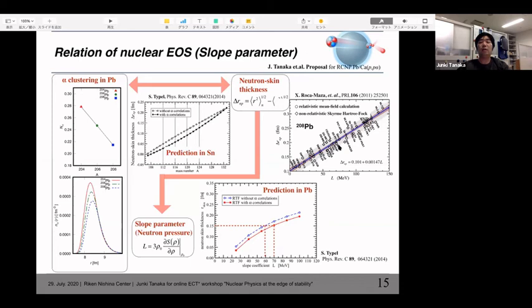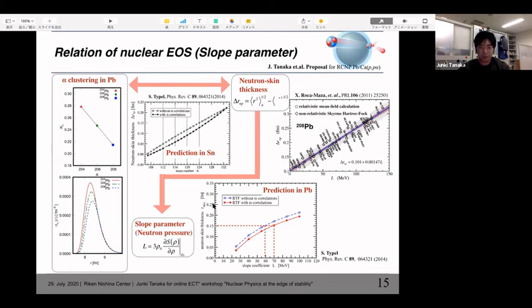So formation of alpha cluster will change the neutron skin thickness, and which will change the relation between neutron skin thickness and slope parameter. And then finally, it will also affect the determination of the slope parameter. This is the calculation for the lead isotopes.